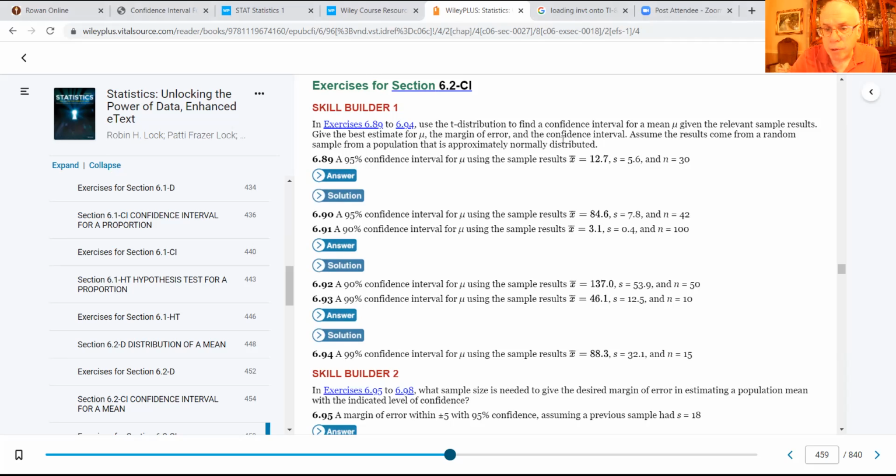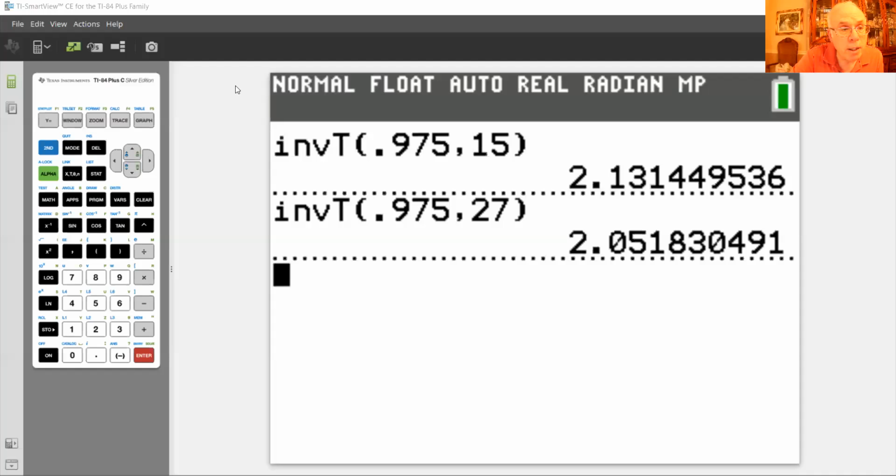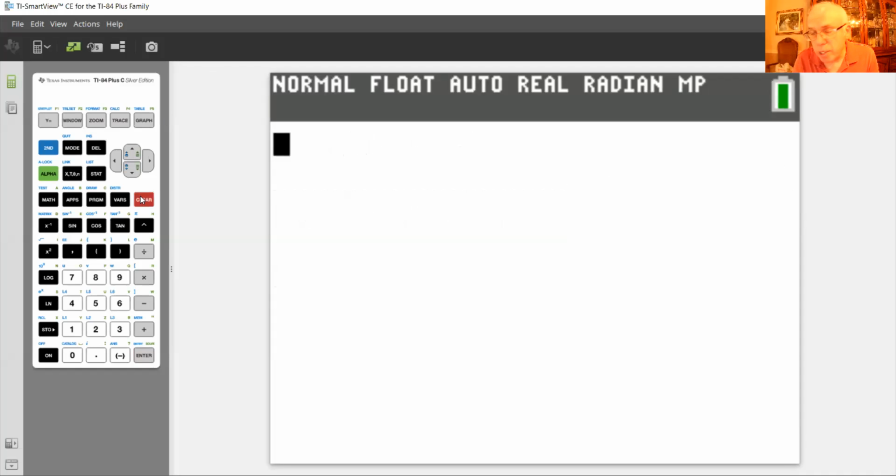All right, so here we have our numbers. Sample mean of 12.7, sample standard deviation of 5.6, sample size of 30. So let's go to our calculator, and I'll show you a very quick way of calculating our confidence interval. Share the screen again. Calculator. Clear this out. Now, the problem does not give us a population standard deviation. It gives us our sample standard deviation. So we have to use a t distribution. And so let's do that first.